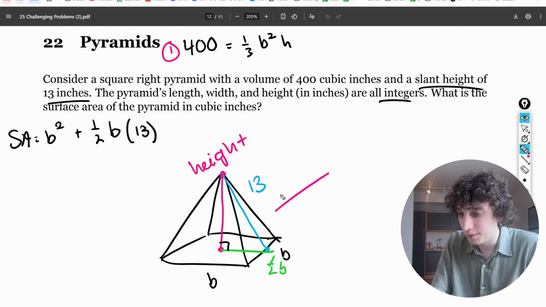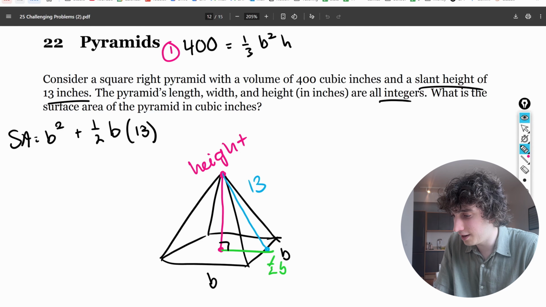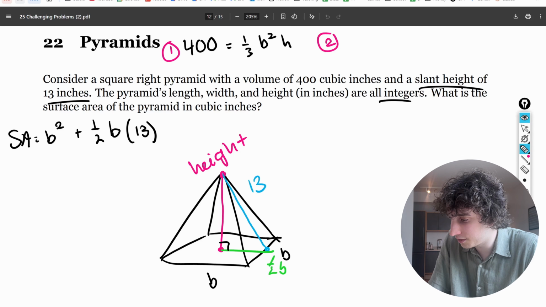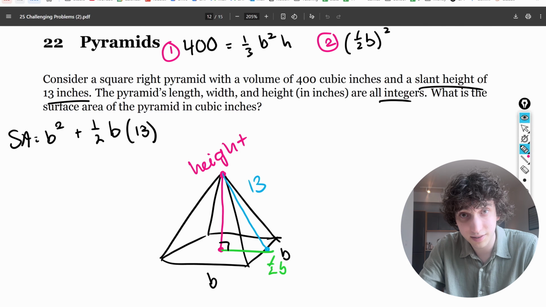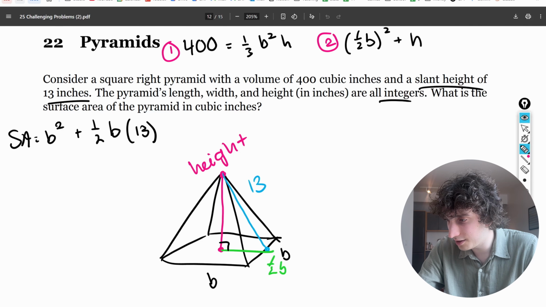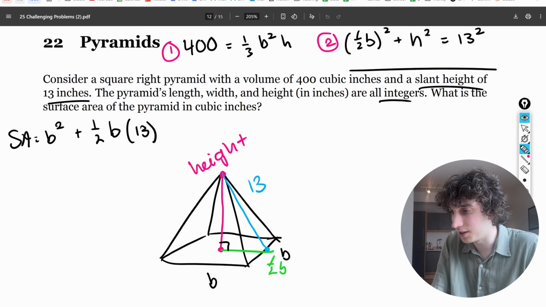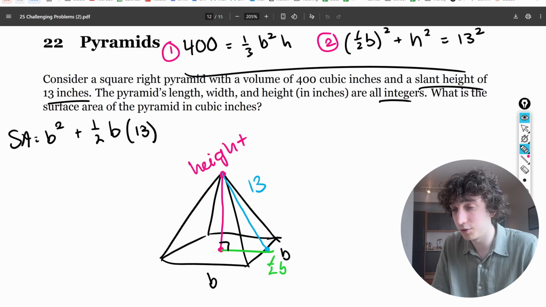But remember this right triangle from 2 minutes ago? This right triangle can come in handy, where we have a second equation. We can say 1/2 times base squared, that's like your bottom leg, that's the screen side, plus your height squared, equals your slant height squared, 13 squared. Sure enough, this is another equation that involves your base, involves your height, and nothing else, which means now you have a system of 2 equations.